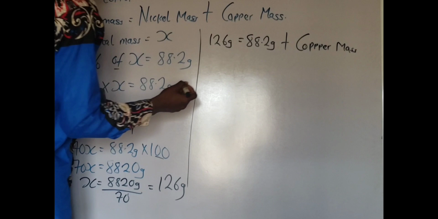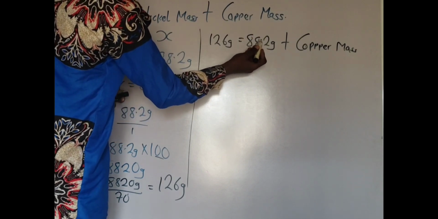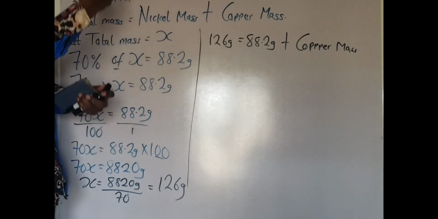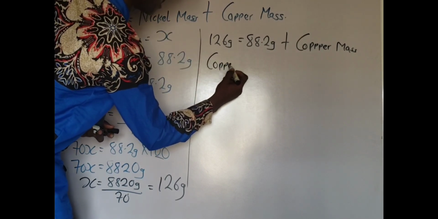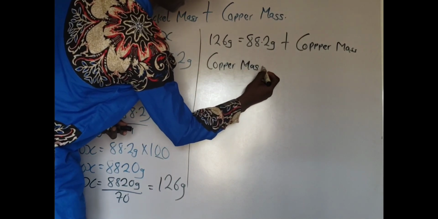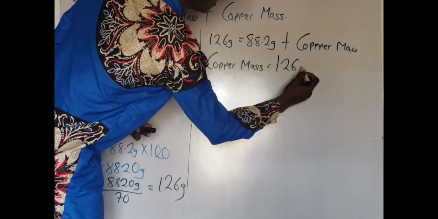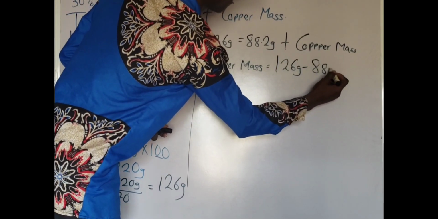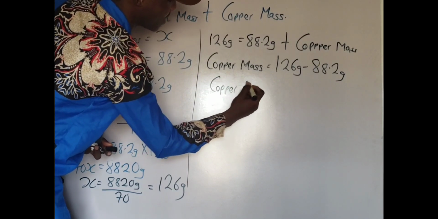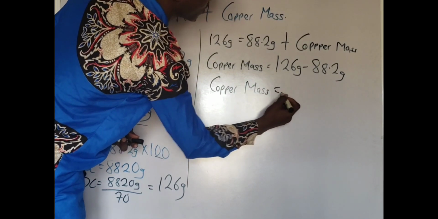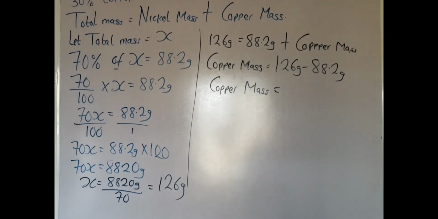Now if you move the mass of the nickel, which is 88.2 gram, to the left hand side of the equation, we are going to have the copper mass. The mass of the copper is equal to 126 gram minus 88.2 gram. Do you understand? So the mass of the copper is equal to 126 gram minus 88.2 gram. That is 37.8 gram. Do you understand?